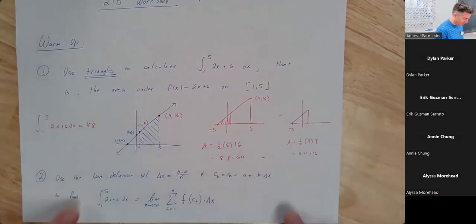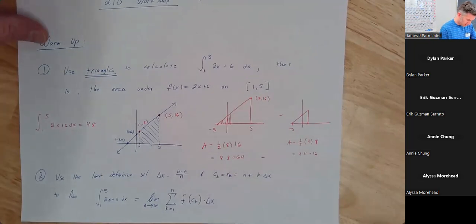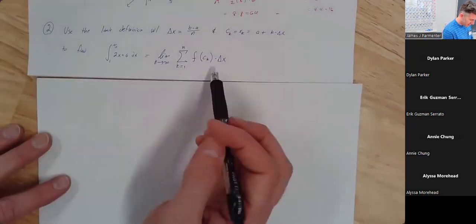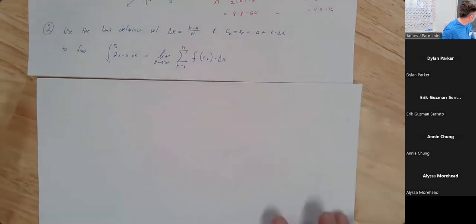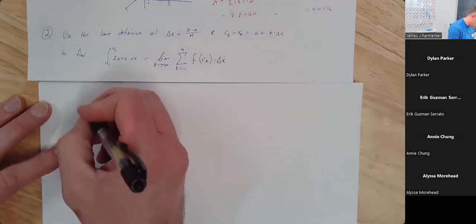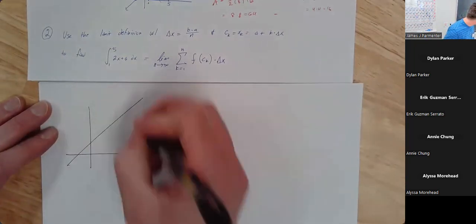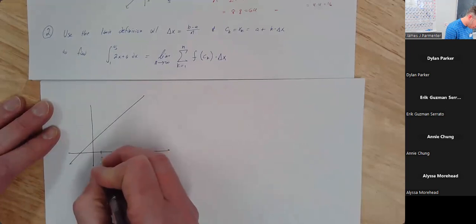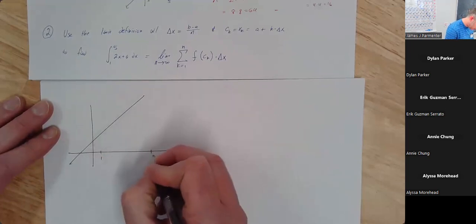But let's do the other thing where we're going to use the limit definition to calculate the area. So if we want to find this limit here, and again, I'm going to use right endpoints. When I start thinking about doing this, I really like to draw my region. So I've got my function. I'm going from 1 to 5.